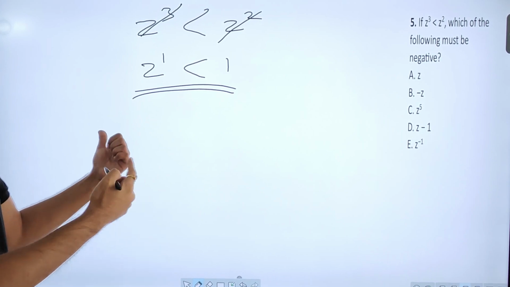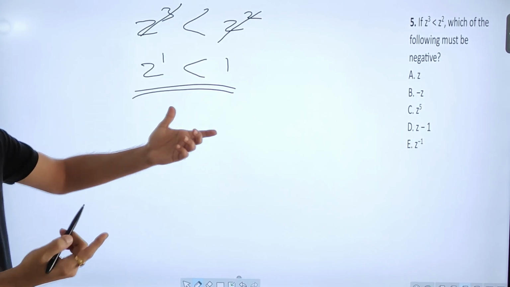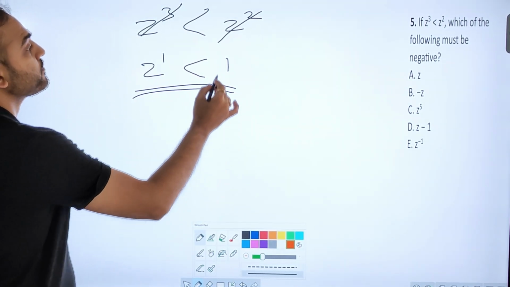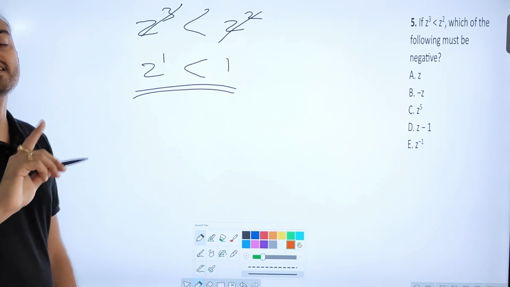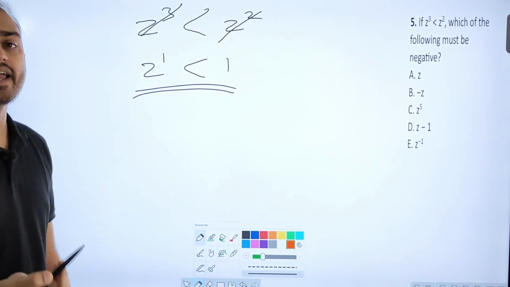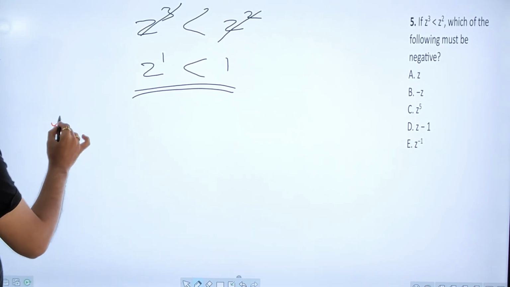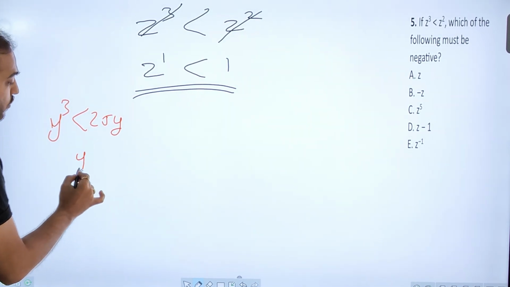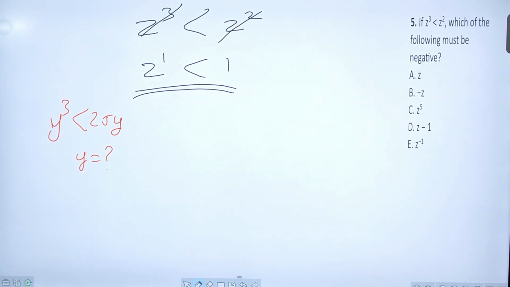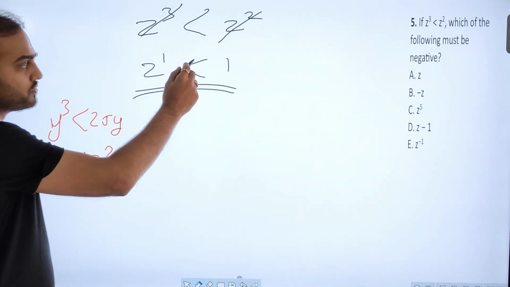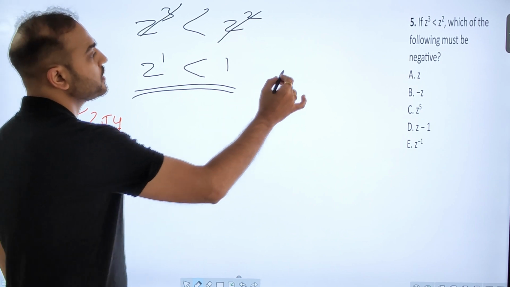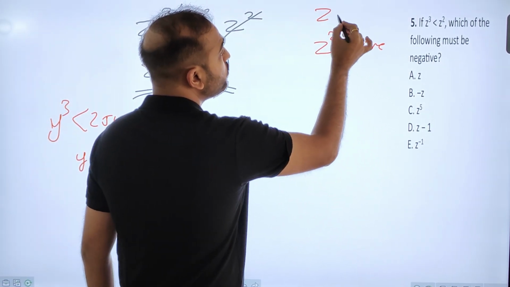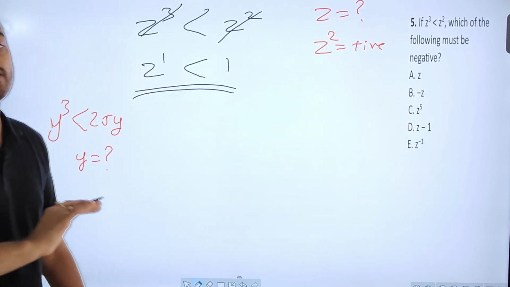Don't shout or yell that, okay, previous question I said you can't cancel variable, why am I cancelling variable now? So again, observe, the point of not cancelling variable is you do not know the sign of the variable. See, in the previous question, y cube less than 25y, I did not know what y was. But if you look at this question, I know z square is positive. I do not know what z is.